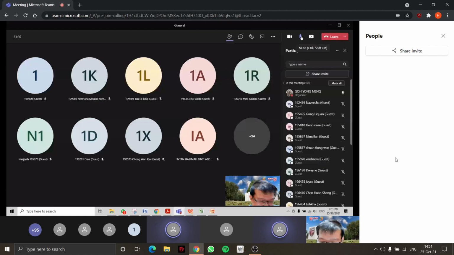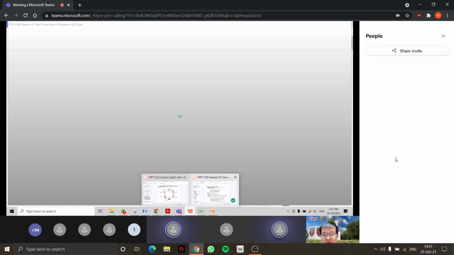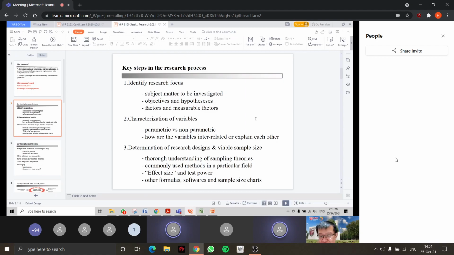Okay, now let's continue. Let's go back to the research topic that we talked about just now. Based on the understanding of the topics, you will be able to know what will be the factors considered, and these factors do not present their effects just on their own. Sometimes the impacts are being channeled through, or felt through, a series of sequences. This is where you need to characterize the variables, that means how variables are interrelated or explain each other.